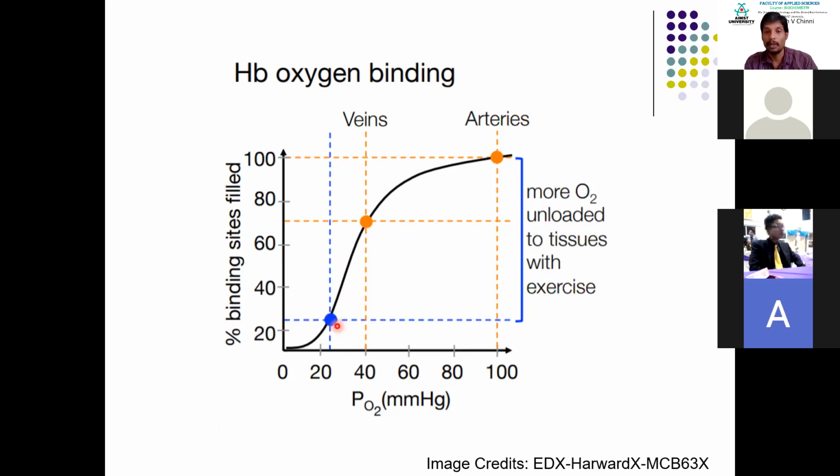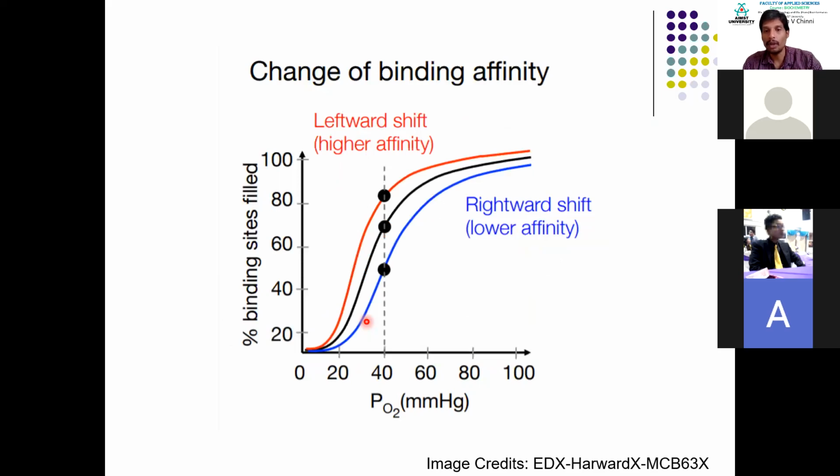Even a small drop of around 15 mmHg will release a lot of oxygen from the hemoglobin to the tissues. That is what I wanted to show you. A slight drop also changes the oxygen affinity. Okay, so this black curve in the middle is the normal one. That means at around 40 mmHg, around 70% of the hemoglobin will be bound with oxygen.